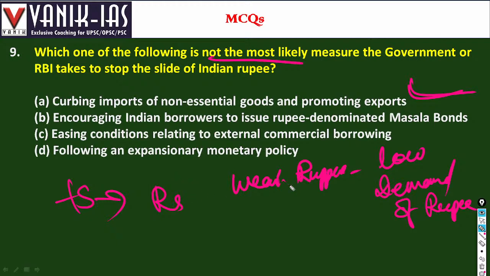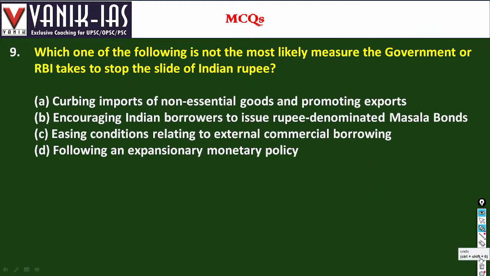Then encouraging Indian borrowers to issue rupee denominated masala bonds. In case of masala bonds also, the demand for rupee increases. Easing conditions related to external commercial borrowing: you are making external commercial borrowing, that means it will come in dollars. So obviously that will demand rupees from RBI. So demand for rupee increases and the rupee will strengthen.